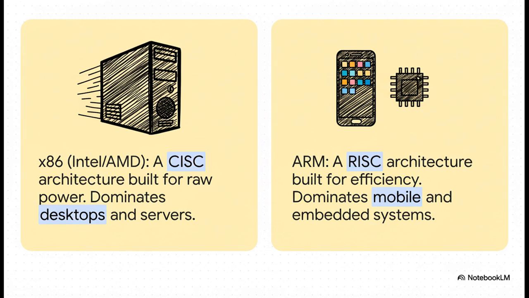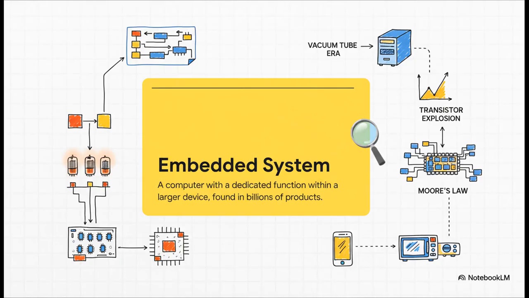On the other side is ARM. It's a reduced instruction set. Its whole philosophy is about simplicity and incredible power efficiency. And that's exactly why it completely runs the world of mobile phones and other portable devices. Two different blueprints for two totally different jobs. And here's the wild part. The most widely used processor architecture on the entire planet is ARM.